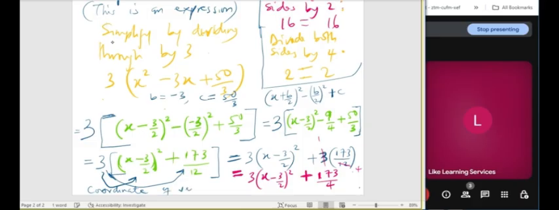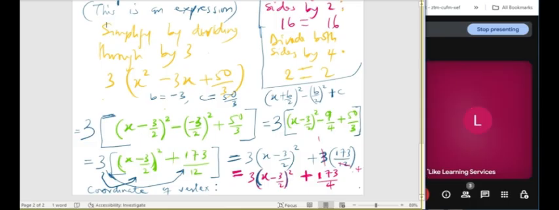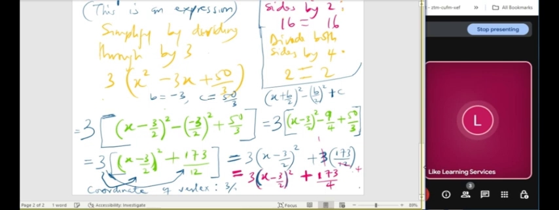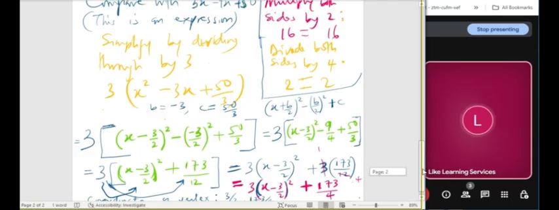It's not minus 3 over 2, because you are expressing the one inside the bracket equal to 0. x minus 3 over 2 equal to 0 will give you x equal to what? Don't forget, x equal to 3 over 2. So the coordinate of the vertex will be 3 over 2 for x. Then comma, what about y? 173 over 4. Yes. So that's a trick. At least if you have learned this, I'm happy.